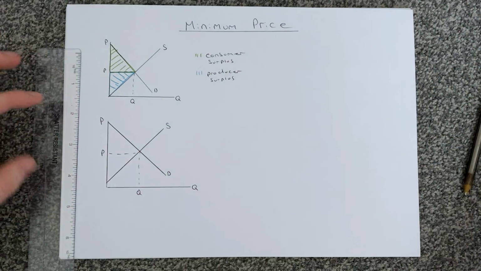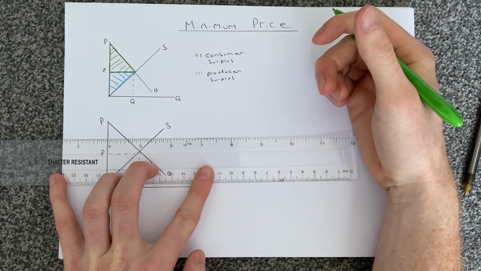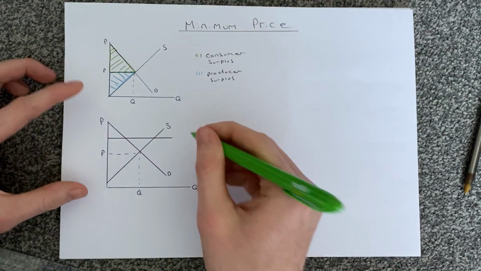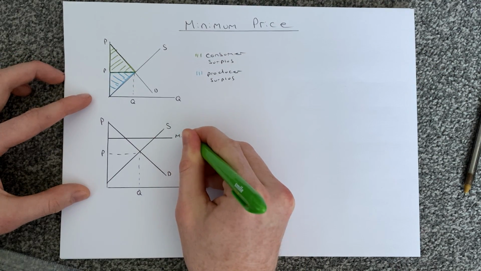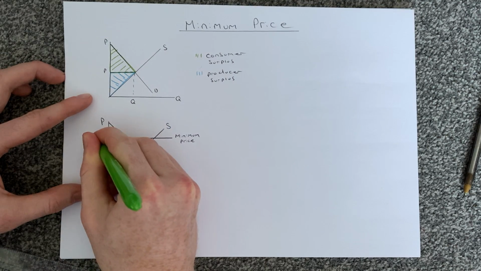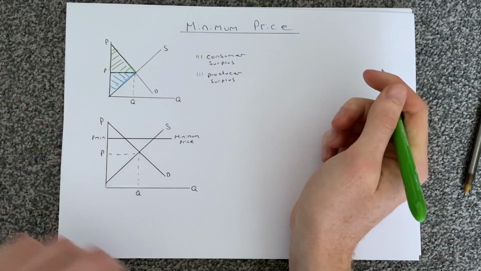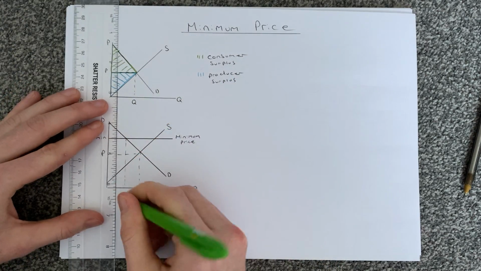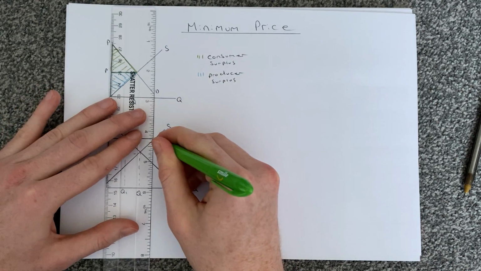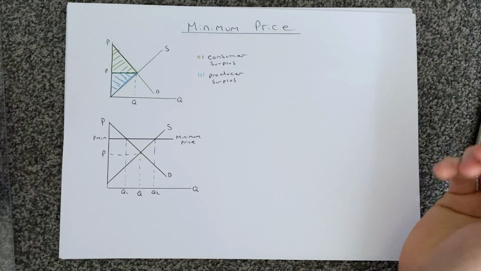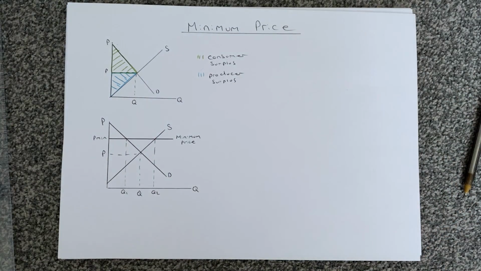We're now going to introduce our minimum price. We'll label that minimum price, and we'll label that P min. Okay, and we'll add in our quantities here. Quantity demanded of Q1 and a quantity supplied of Q2. Okay, so let's have a look now at producer and consumer surplus.